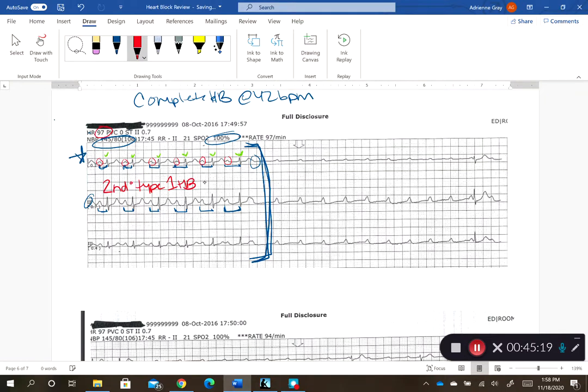And she had a pretty good heart rate, so we'll just put 97 beats per minute. So she starts off in a 2nd degree type 1. Then this happens. If we're just looking from here to here, what do we call that? Think back to our asystole lecture. This is a type of asystole, essentially. It's called a ventricular standstill.